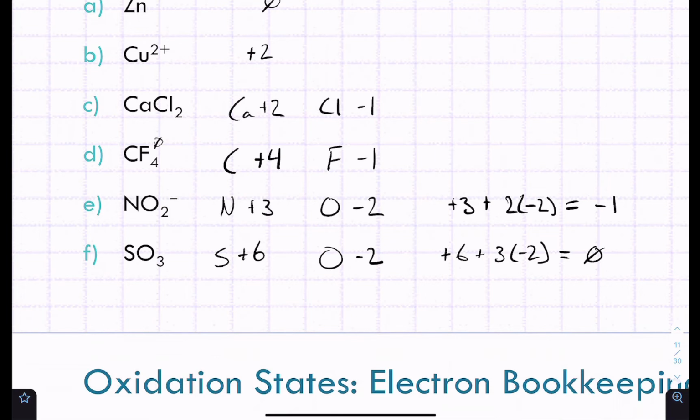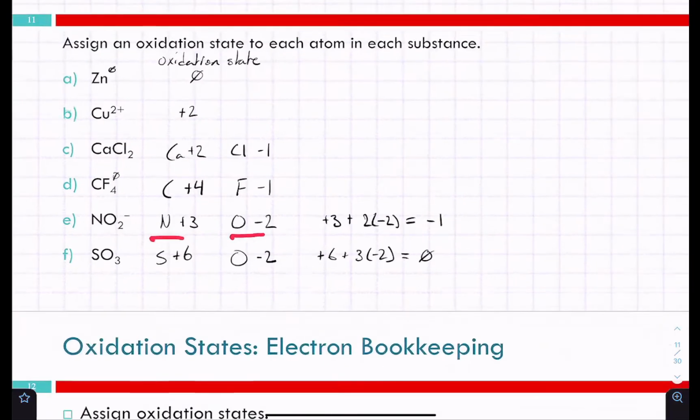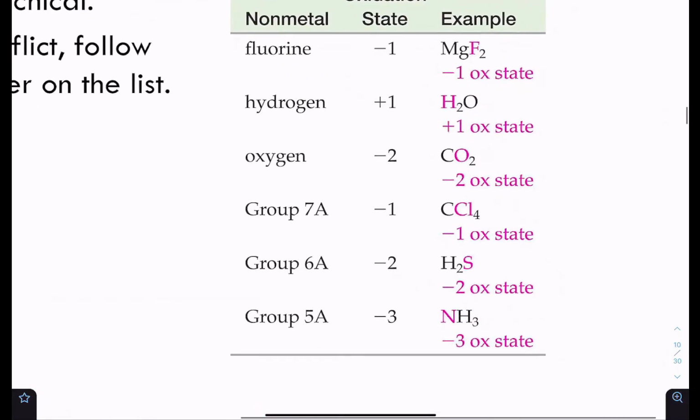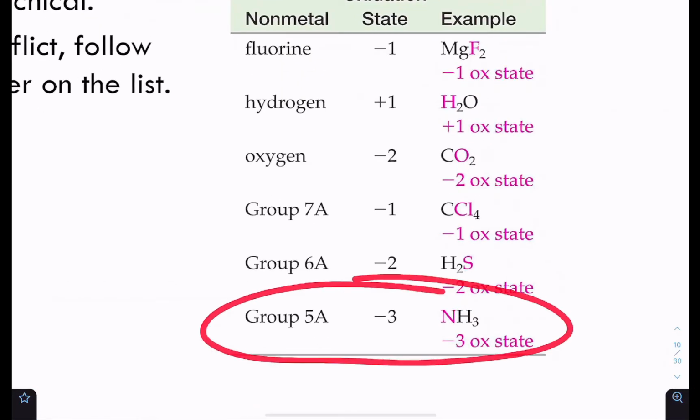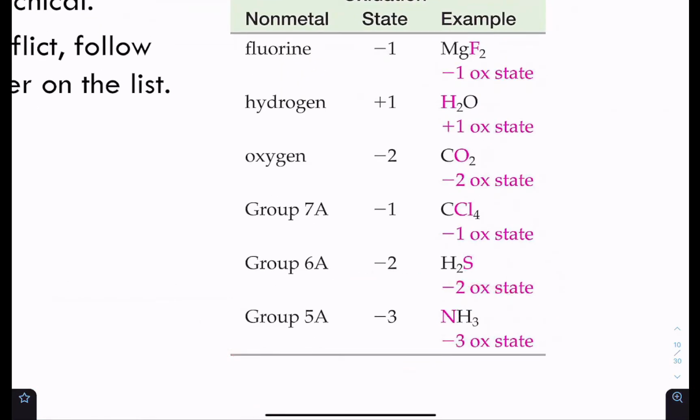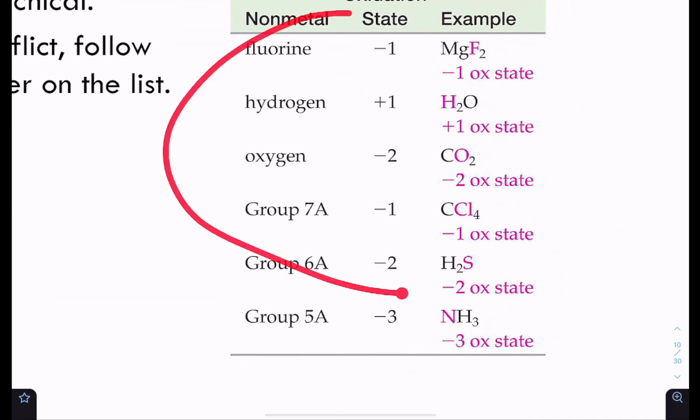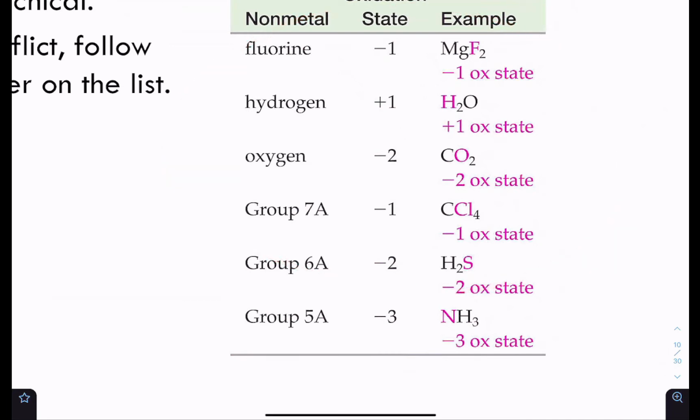I do want to point out for the nitrite, for E, we have nitrogen and oxygen there. This is one where you technically need this table, because nitrogen is in group 5. So if there was no other element from the rest of this list, then it would be -3. But because we have oxygen, and oxygen's higher on the list, oxygen takes priority. So oxygen's oxidation state has to be -2, and then we determine everything else based on that.